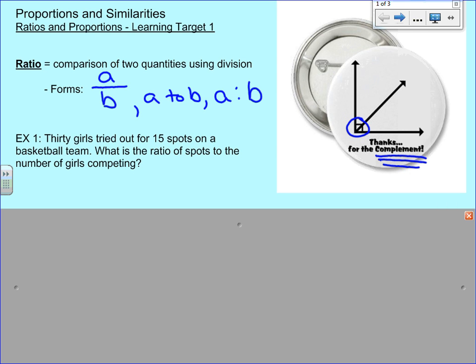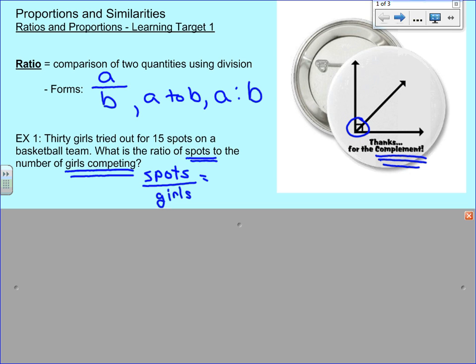If you look at the first example, it says 30 girls tried out for 15 spots on the basketball team. What is the ratio of spots to the number of girls competing? The key is that the spots comes first. So if we are setting up a fraction, we need to make sure that the spots is in the numerator and the number of girls is in the denominator.